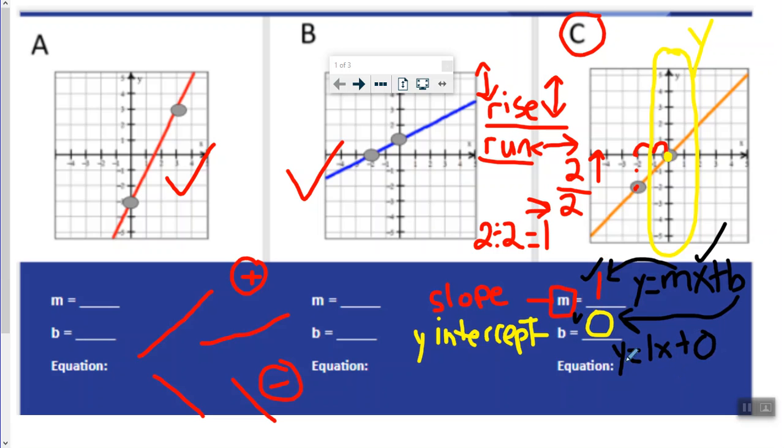All right, let's look at this. 1x. If I have a variable or a letter by itself, there's already a 1 here. So I don't have to write a 1. I can just write y equals x. Plus 0 has no value, so I don't have to write plus 0. So my equation for this line is only y equals x. Okay?